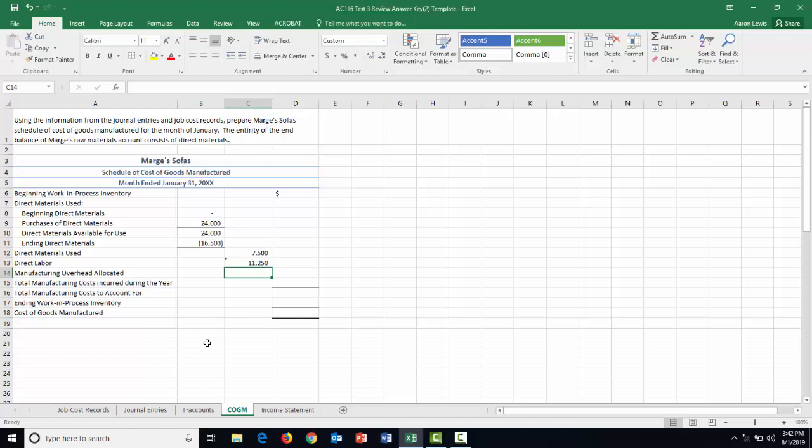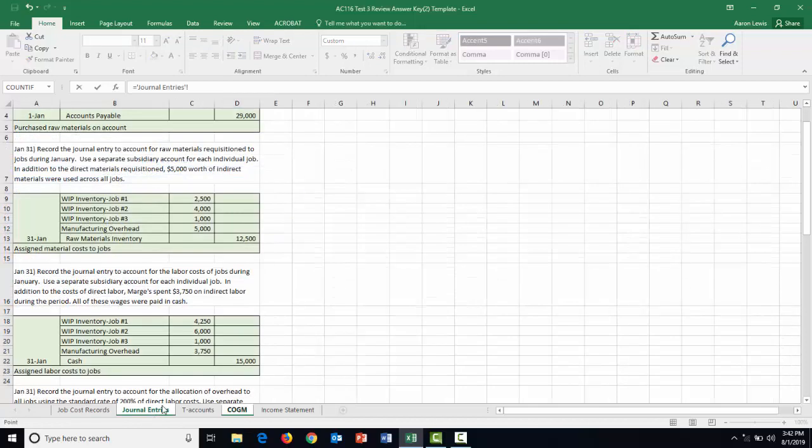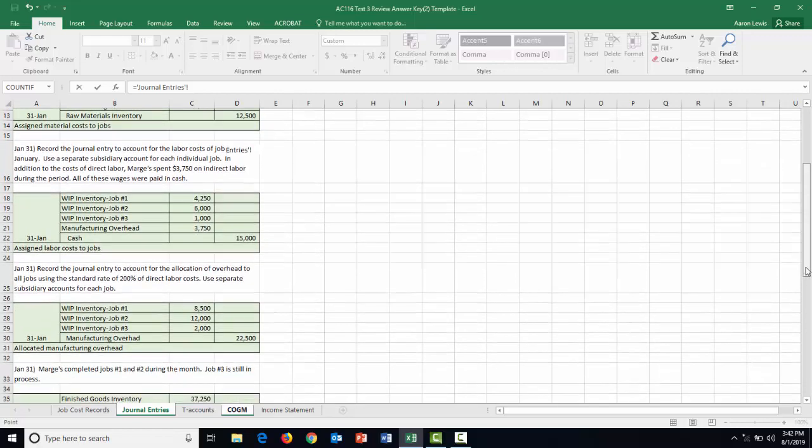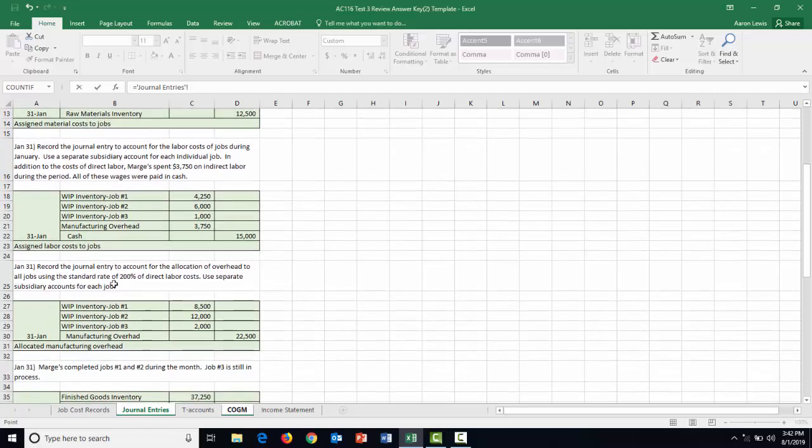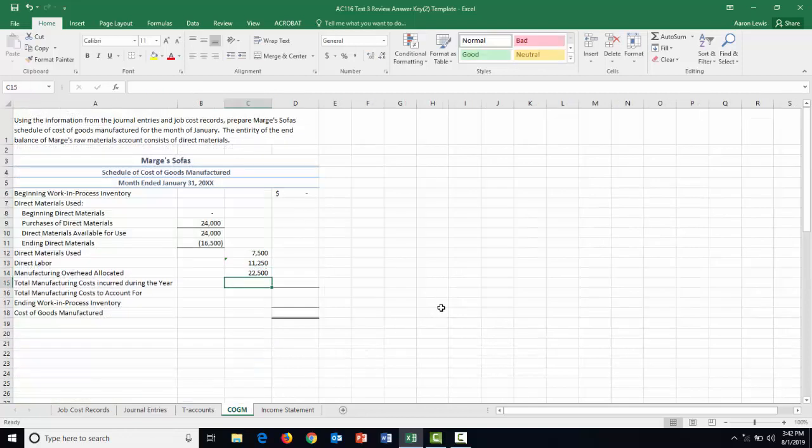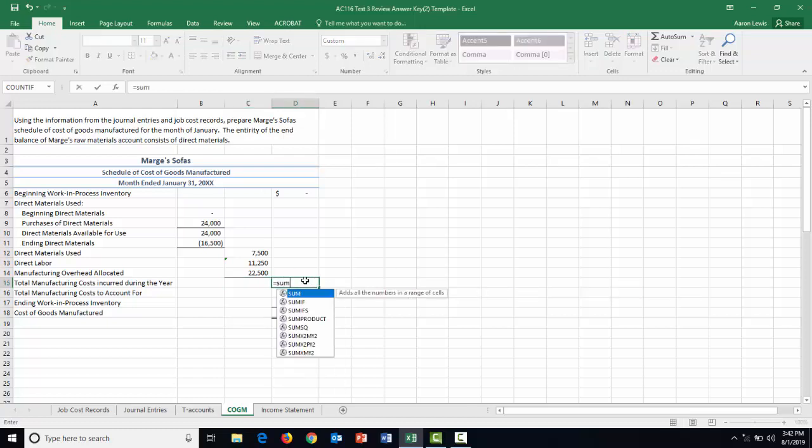And for our manufacturing overhead allocated, we can go check this in our journal entries as well. In the entry where we allocated overhead during the period, we see it right here. We allocated overhead to jobs equal to $22,500, so we can bring that number over. We have our three costs now. We have our direct materials used, our direct labor, and our manufacturing overhead allocated, which means that our total costs incurred during the year is equal to the sum, put the parenthesis the right way, of these three numbers.